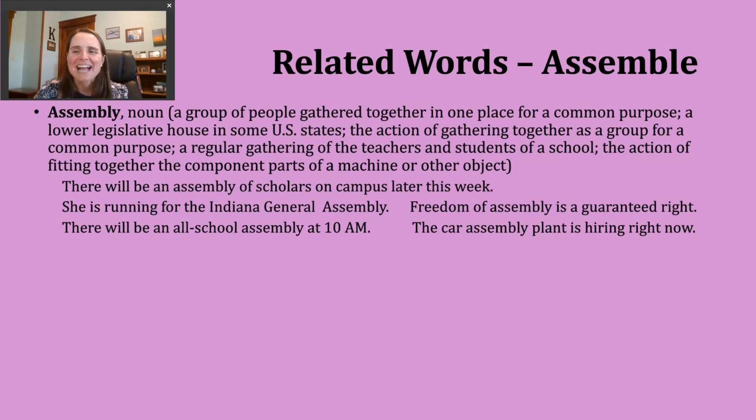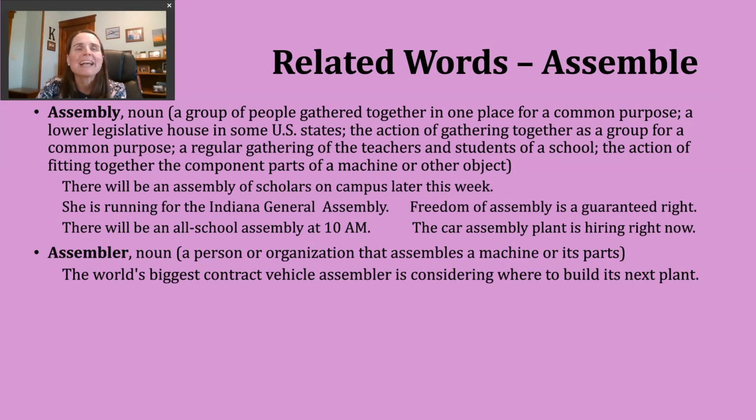Another way to use the noun assembly, and the last way we're going to discuss today, is to talk about the action of fitting together component parts of some sort of machine or another object. An example of this: the car assembly plant is hiring right now. So here we're talking about a place where they put all the individual component parts of a car together to make something that functions and drives and operates.